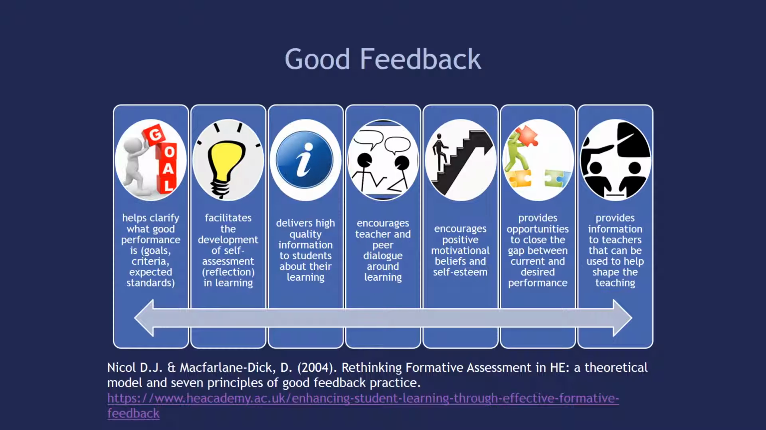It should also, related to that, provide opportunities to close the gap between current and desired performance. So not just you're at A but you should be at B, but okay, you're at A right now, here's how you get to B, giving specific concrete things. And that could mean that the desired performance is not, say, a first. If a student's getting a third, you're not going to get them to a first from a third in one piece of feedback, but you might get them from a third to a lower second.